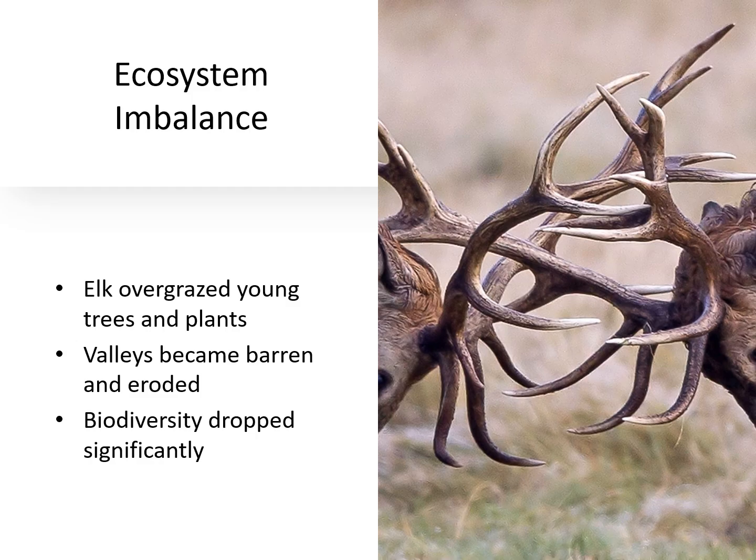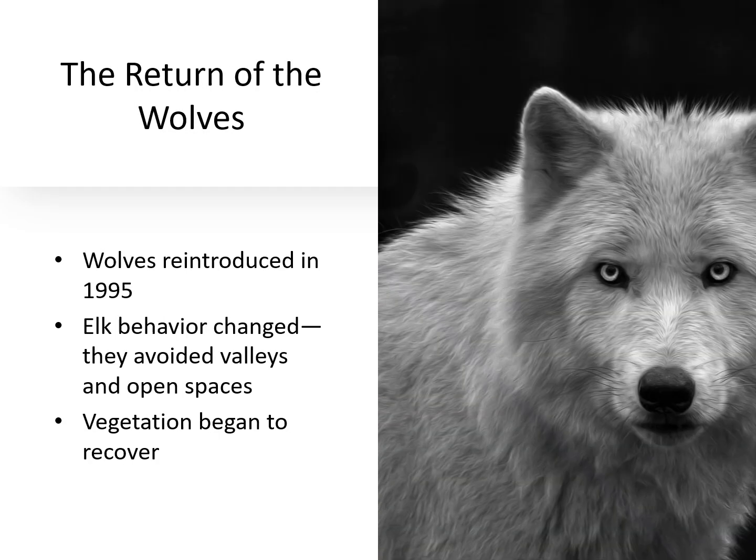With too many elk feeding freely, vegetation started disappearing. Young willows, aspens and cottonwoods were eaten before they could mature. This meant fewer trees for birds to nest in and less food for beavers to build their dams. Without trees and shrubs to hold soil in place, the valleys began eroding and the once rich ecosystem started to decline. Yellowstone was losing its balance.